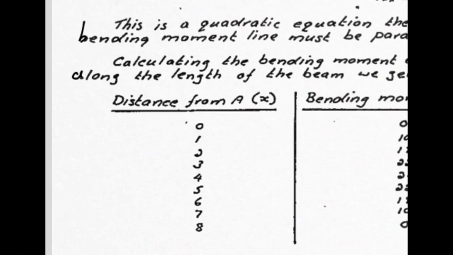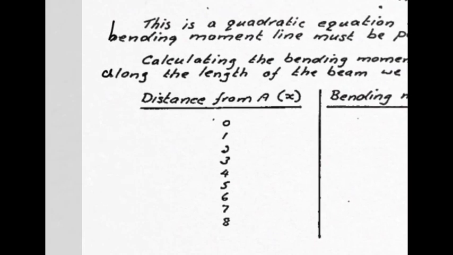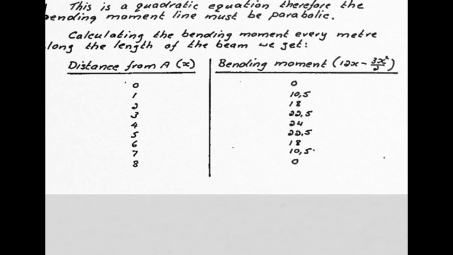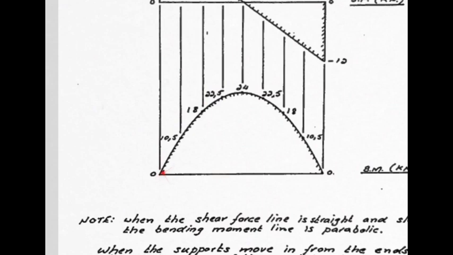So let's take various values of x, starting with 0, then going 1, 2, 3, all the way through to 8. And then I want you to work out the corresponding bending moments and fill them in this table here. And hopefully you're going to get these values here as the bending moments at those various distances from A. And once plotted on a graph, you would find this shaped graph.